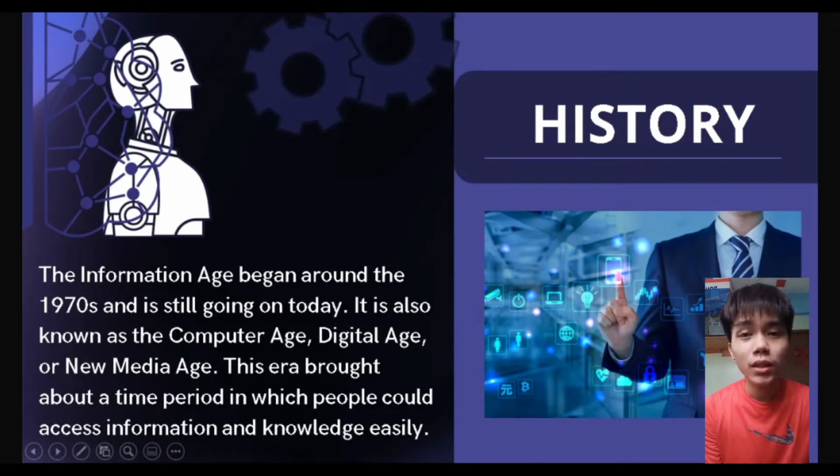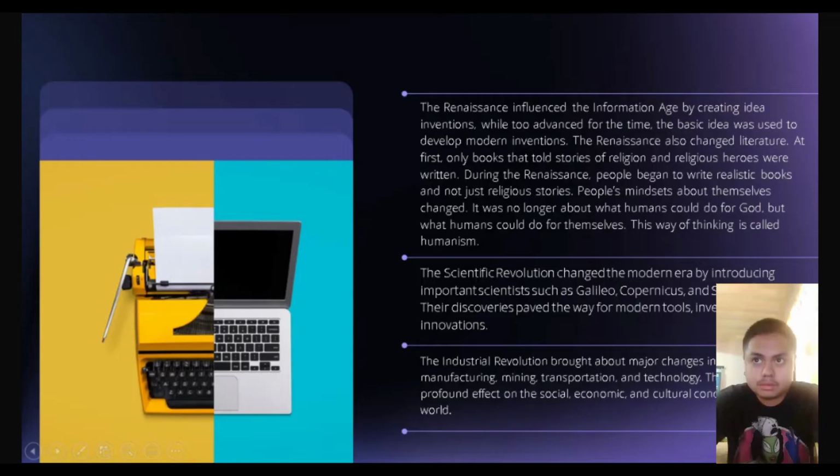So let's talk about the history, how it began and how it developed. The information age began around the 1970s and it's still going on today. It is known as the computer age, digital age, and new media age. This era brought about a time period in which people could access information and knowledge easily.